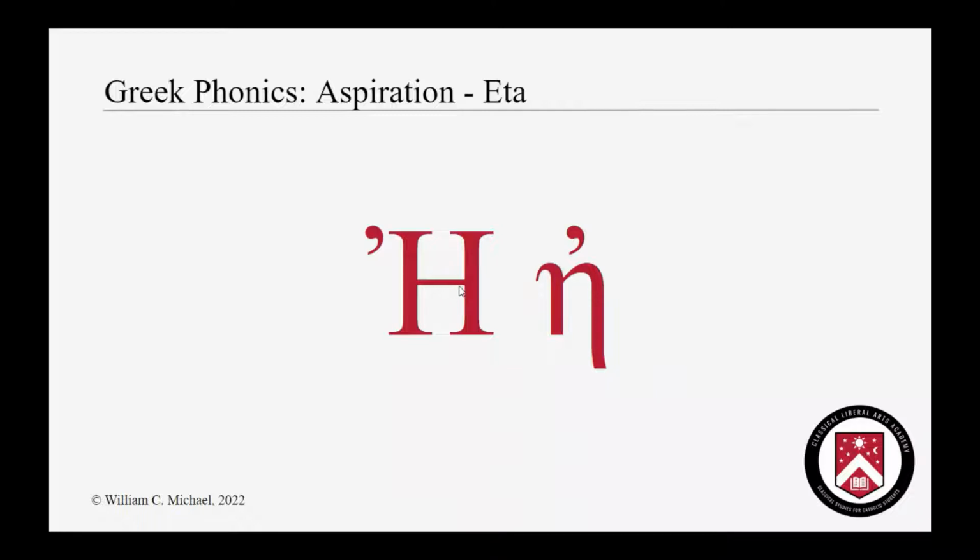Here we see the uppercase eta with the mark of soft breathing or no aspiration. This would be read simply as eh. And the lowercase also with the mark above the vowel, eh, no breathing.